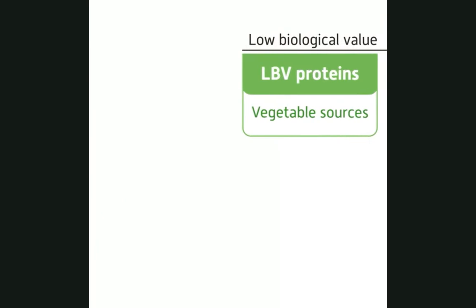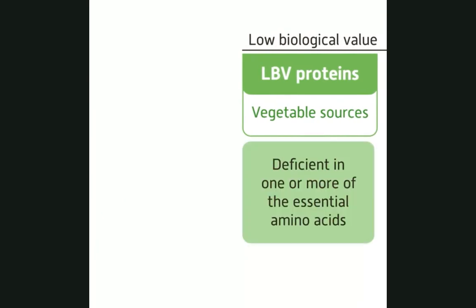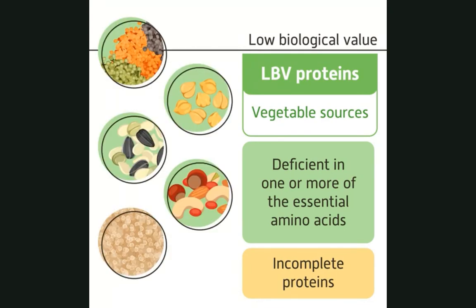LBV proteins come from vegetable sources. Low biological value protein is found in foods that are deficient in one or more of the essential amino acids. They are sometimes referred to as incomplete proteins for this reason. Examples include lentils, chickpeas, seeds, nuts, and grains such as quinoa.